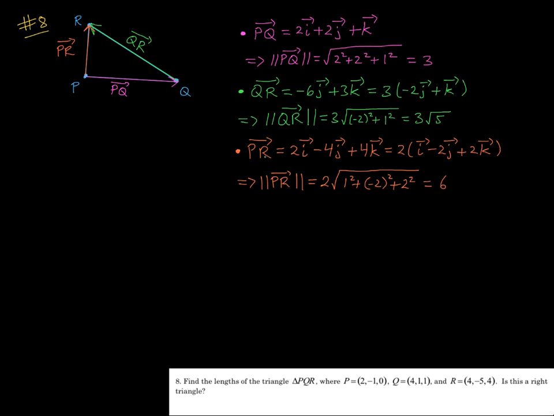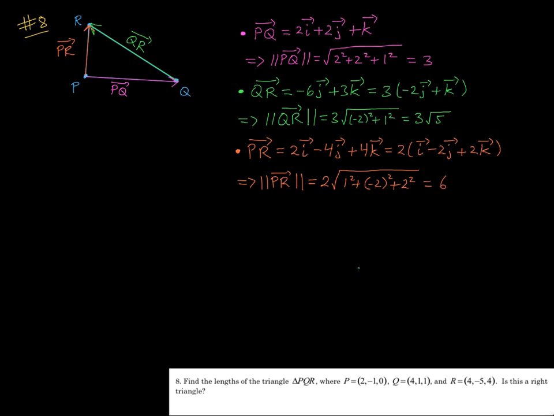Lastly, the vector PR is 2i minus 4j plus 4k. Here I'll factor out a 2. Then the magnitude of the vector PR is 2 times the root of 1 squared plus negative 2 squared plus 2 squared, and that simplifies to 6. So the distance from P to R is 6.